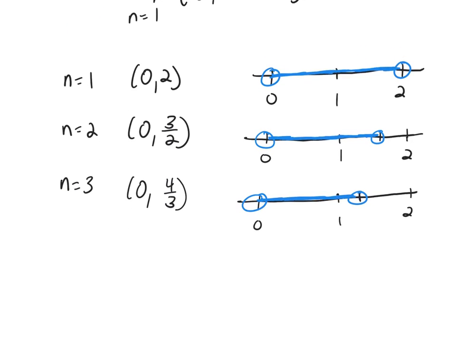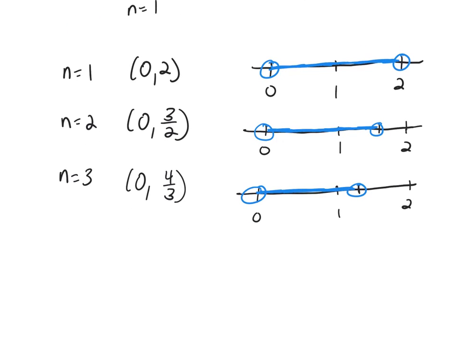So again, we're taking this as n. We're taking an infinite number of sets here. So n goes to infinity, right? And what would the intersection from n equals 1 to infinity of these sets be?